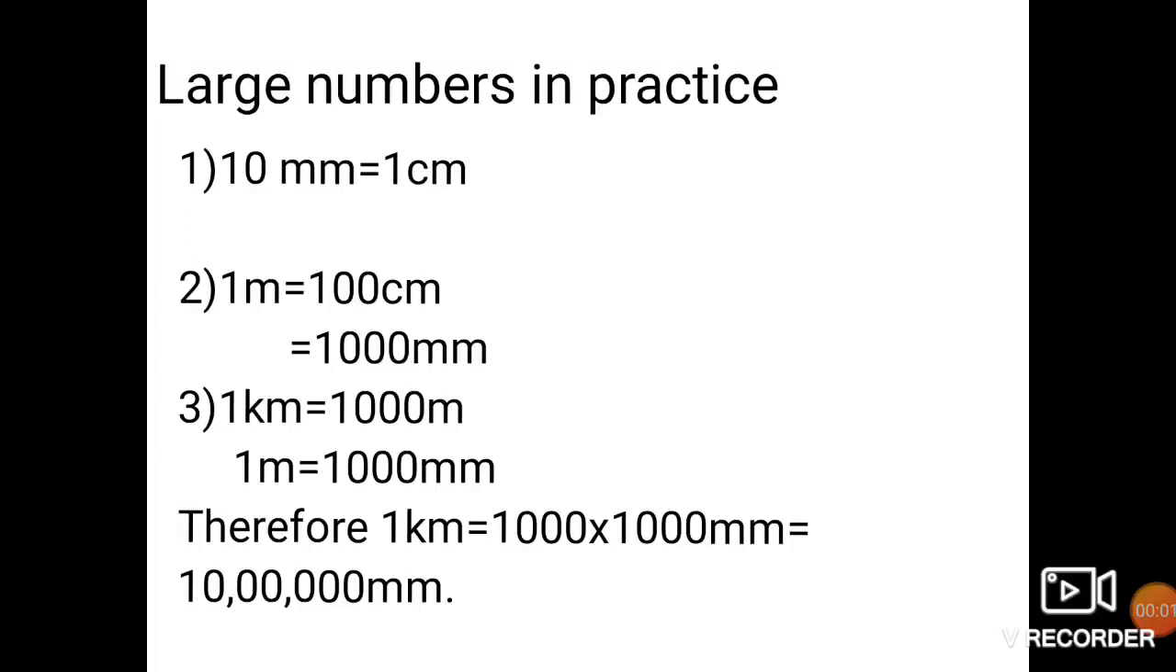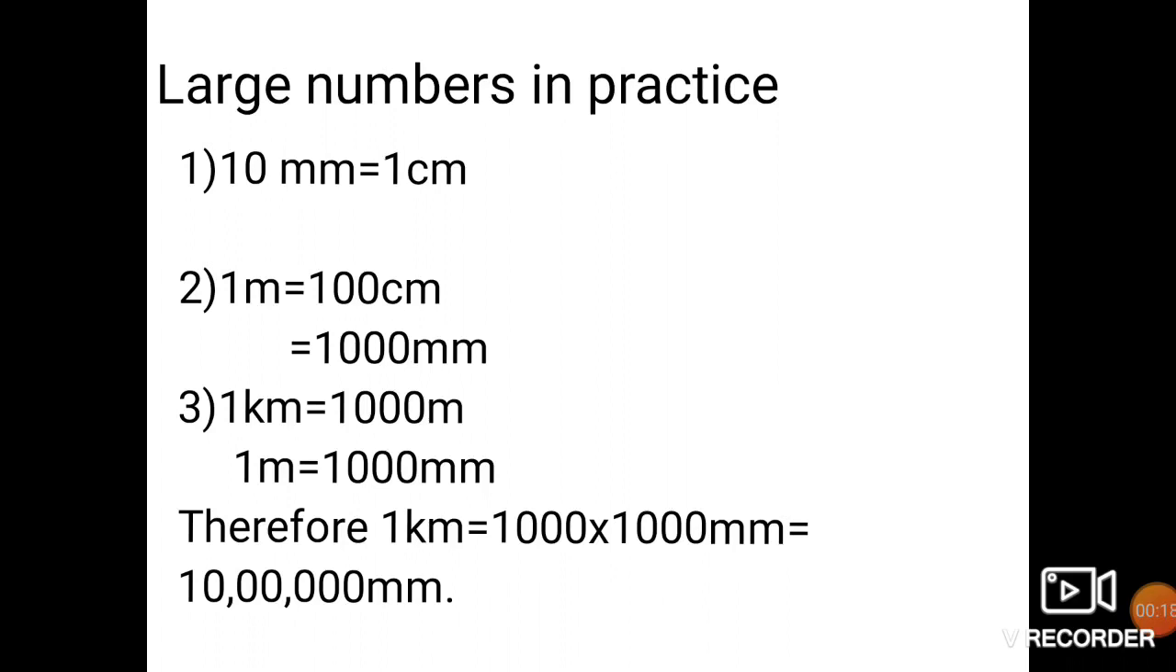Hello students, today we will learn large numbers in practice. For measuring the length of a pencil or notebooks, we use centimeters. For measuring the thickness of a pencil, however, centimeter is too big, so we use millimeter. So 10 millimeter is equal to 1 centimeter.